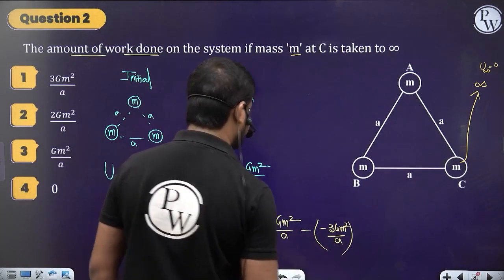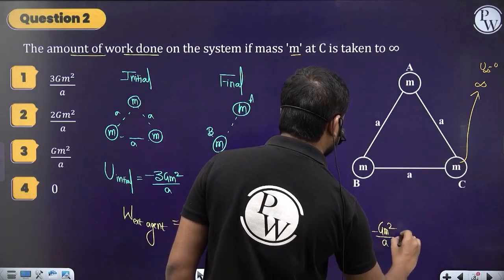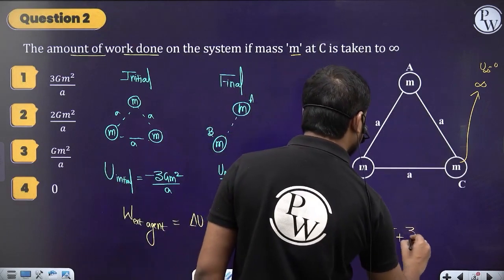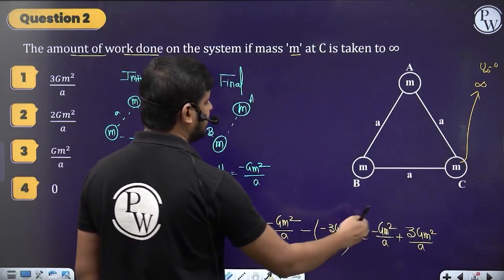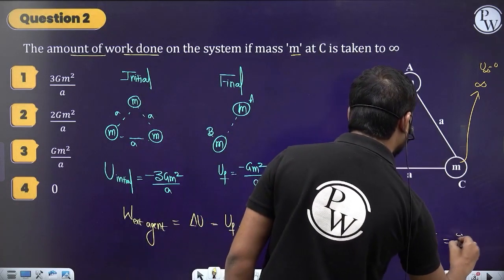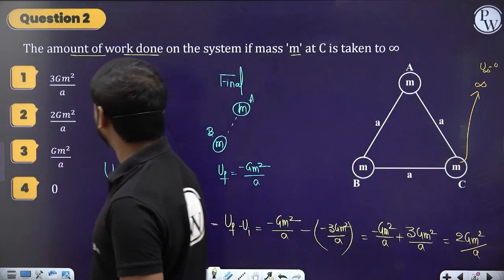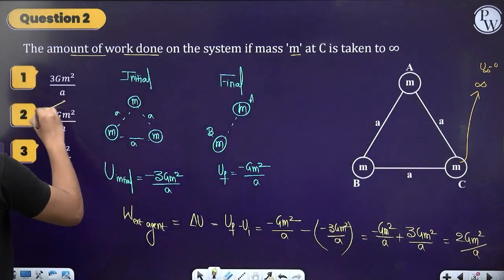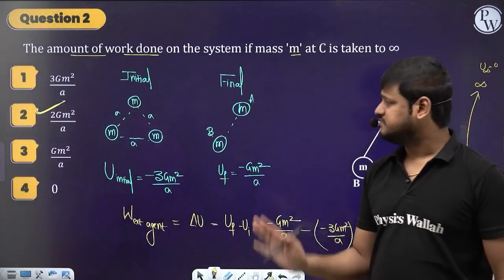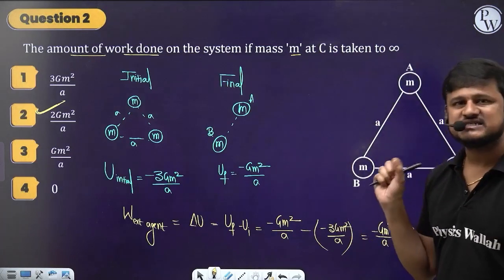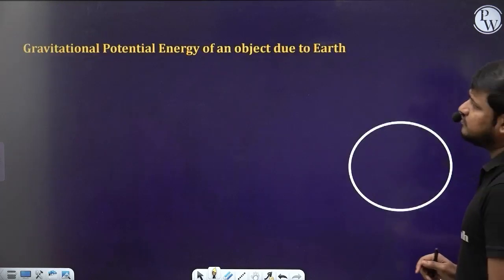So from here, it is minus GM square by a plus 3GM square by a. So here 3 minus 1, which is 2. So the final answer will be 2GM square by a, guys. Option 2 is the correct one. Done? Simple question, you just have to understand the concepts. That's it. Okay, so let's move further.